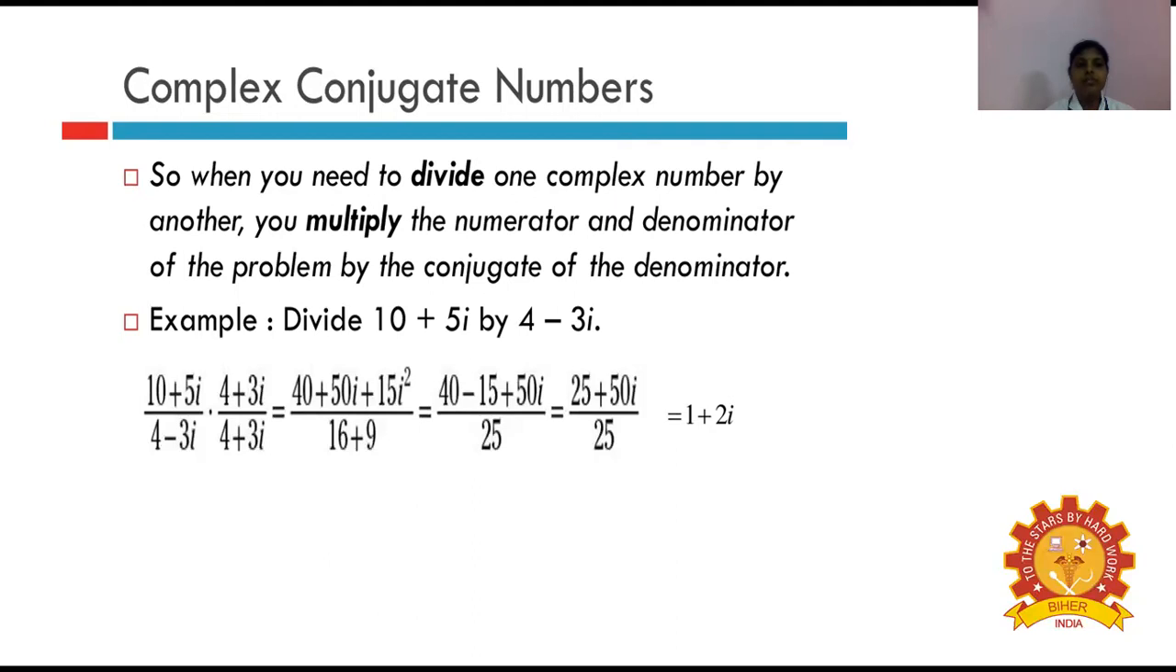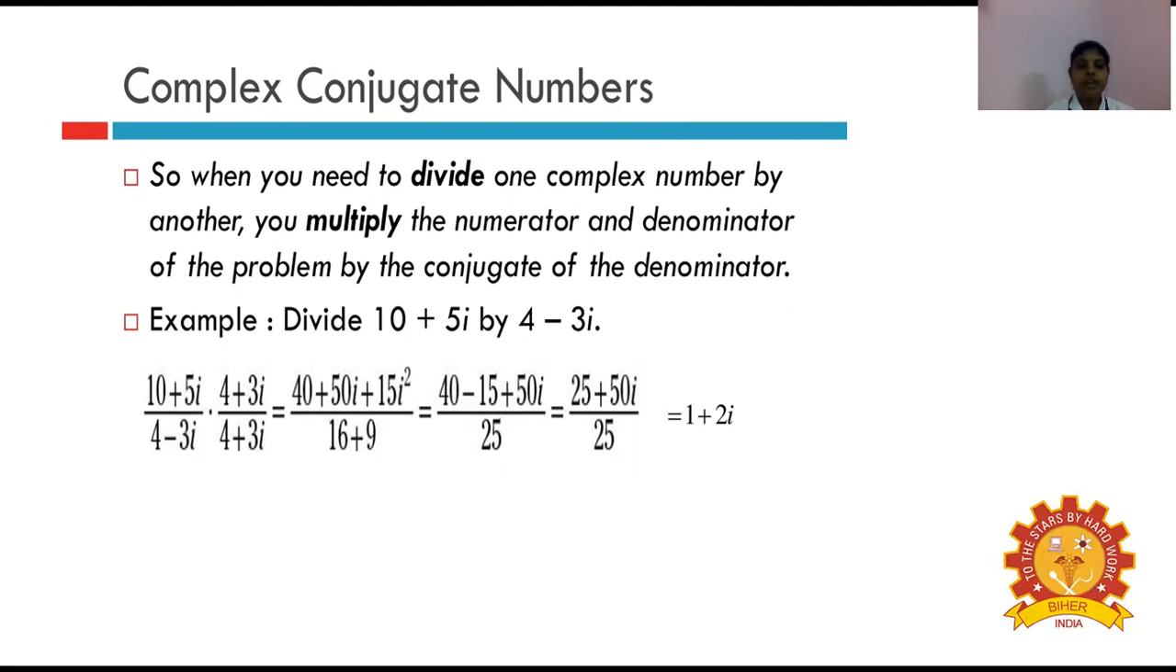So when we need to divide one complex number by another, we can multiply the numerator and denominator of the problem by the conjugate of the denominator. Let's see the example. Divide 10 plus 5i by 4 minus 3i.